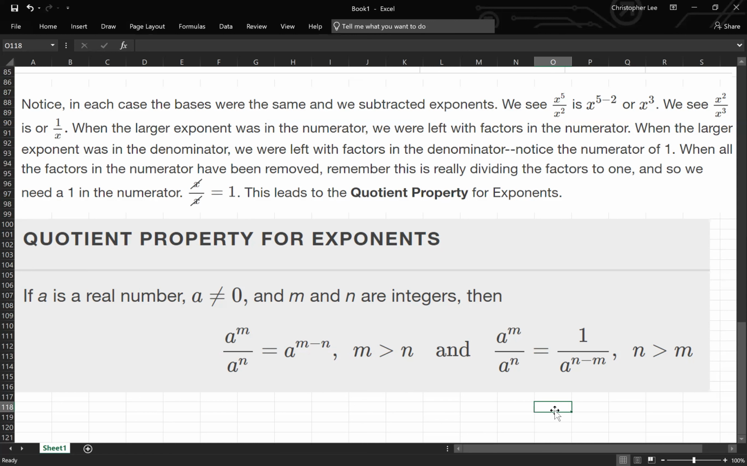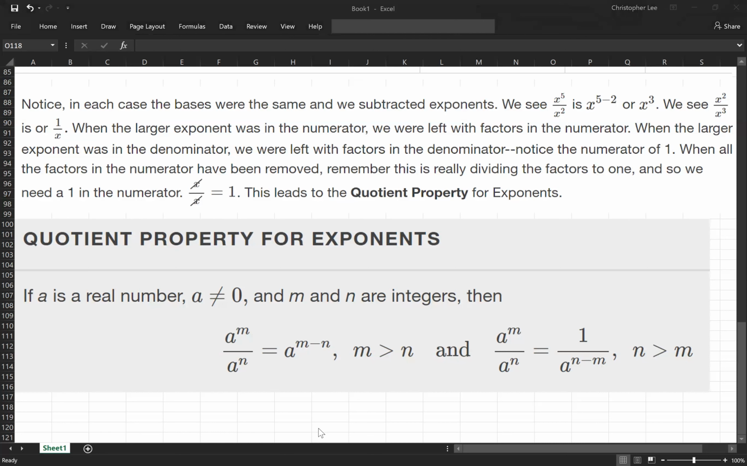Long story short, if the power is negative, throw it in the denominator, make it positive. That's all that means. If the power is positive, leave it alone on top.